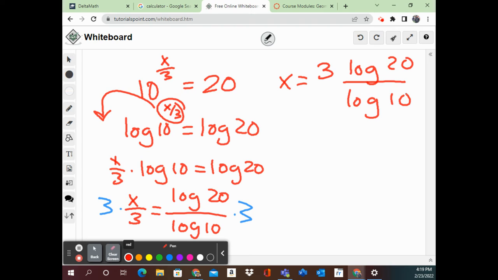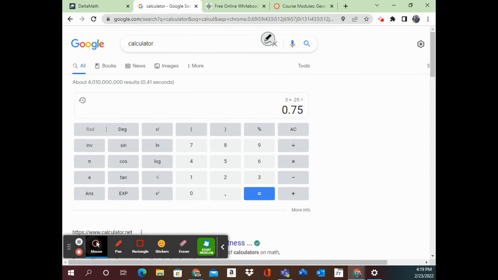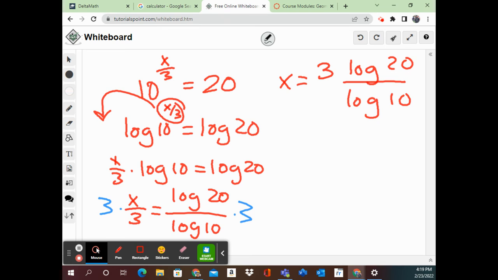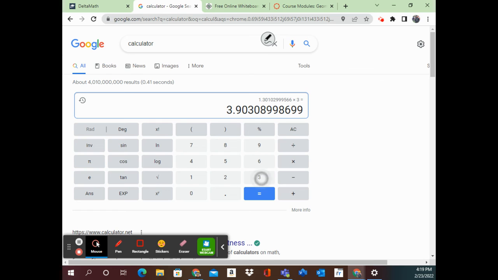And so once we find our answer, I want to show a little trick on how we can rewrite these, right? So we're going to go to our calculator, and we're going to have log 20 divided by log 10 times 3, and we get 3.9, right? Well, let's say, for instance, I accidentally typed in 3 log 20 divided by log 10, right? And we get the same answer, right?